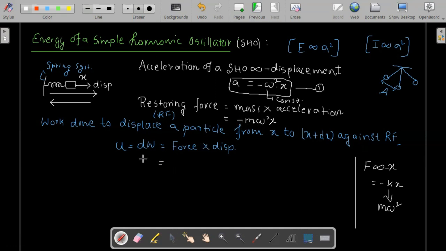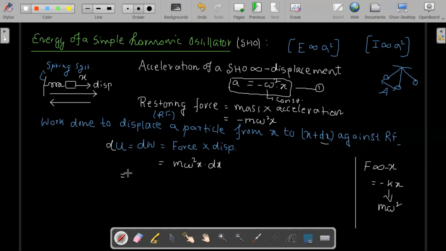Let's say I have a small potential energy, dU, and this force would be nothing but m omega square x into the displacement again. This displacement is a small displacement, so I can write it down as dx, because work done to displace a particle from x to x plus dx, so the displacement is dx. What is the force? Minus m omega square x. We've just taken the magnitude because we're considering potential energy.